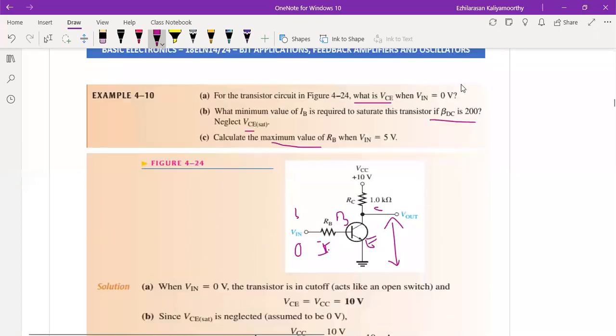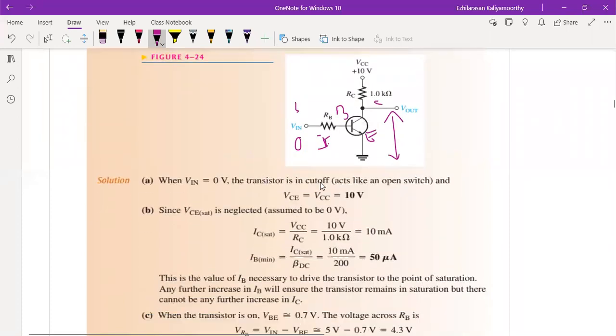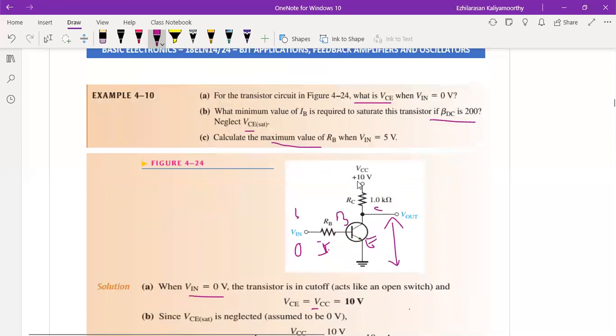First case we see when Vin is equal to 0. What is VCE? They asked. So the transistor is in cutoff because the input voltage is 0. Then it will act as an open switch. So automatically what will happen? VCE is equal to VCC, which is 10 volt. VCC is already given. What is the VCC? 10 volt, because the transistor is an open switch only. If it is an open switch, your diagram will come like this.